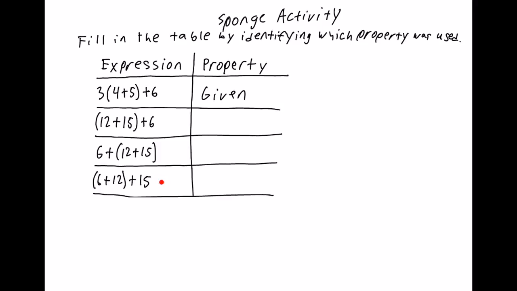Whenever you're given something to start off with, it's always given. That's just the thing we're given. Then to change it, what property was used? Which of the properties that we just went over? Then after that, what property was used there? Then after that, what property was used there?